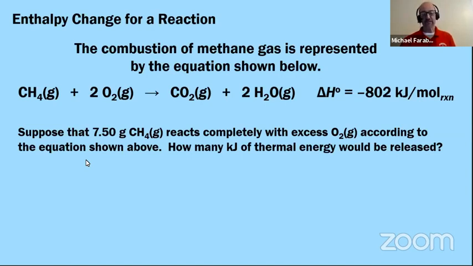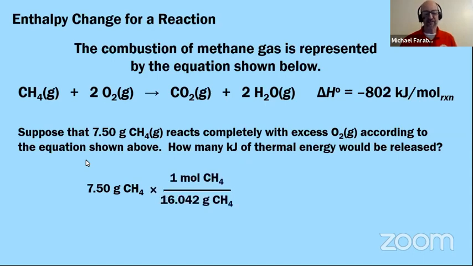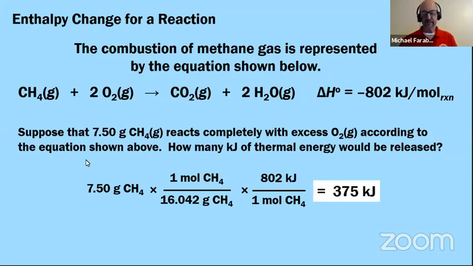The first thing that I am going to do is convert grams to moles. The periodic table tells me that carbon weighs approximately 12.01 and hydrogen weighs 1.008. So I have 4 hydrogens and 1 carbon, so my molar mass of CH4 is 16.042. But now I have to convert into kilojoules of thermal energy. So I'll put 802. I'm not worried about the negative sign right now because it's the amount of heat that is released. 802 kilojoules on the top, 1 mole of CH4 from the coefficient in the balanced equation on the bottom. And then I would do this math: 7.5 divided by 16.042 times 802, and I get my answer.